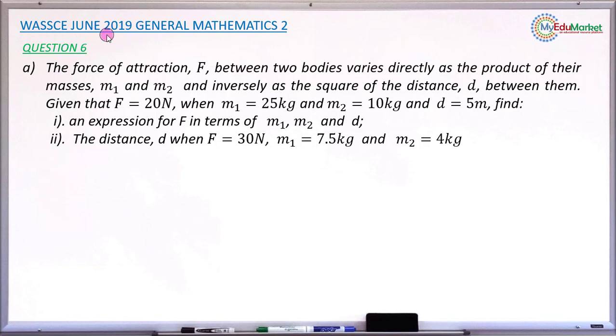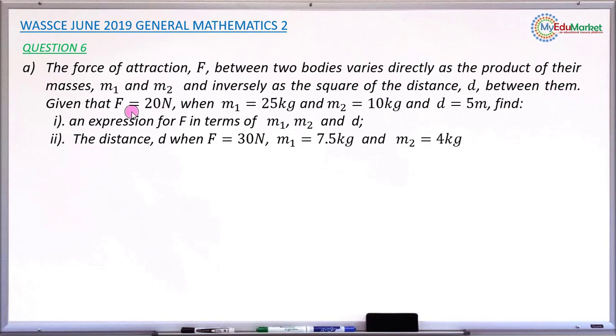This is WAEC June 2019 General Mathematics Paper 2, and we are answering question number 6A. The question says that the force of attraction F between the two bodies varies directly as the product of their masses m1 and m2, and the same force varies inversely as the square of the distance d between them, that is between the two bodies.